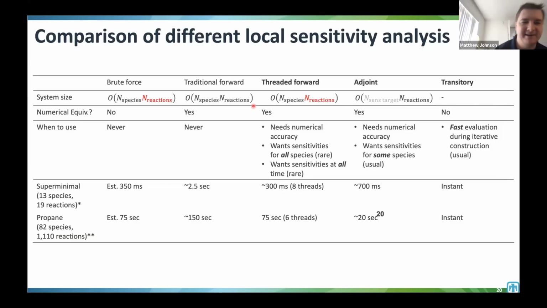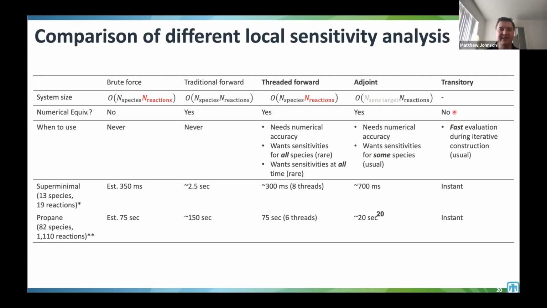Now a little comparison of these, just a bit of a reminder. These three are numerically exact sensitivities. Threaded forward and traditional forward nominally scale the same, but threaded forward is in parallel, so it'll be a little bit better. These ones all give you the sensitivities of all state variables to all parameters at all time points. Adjoint gives you a given target variable, the sensitivity of that target variable to all parameters at one given time point.